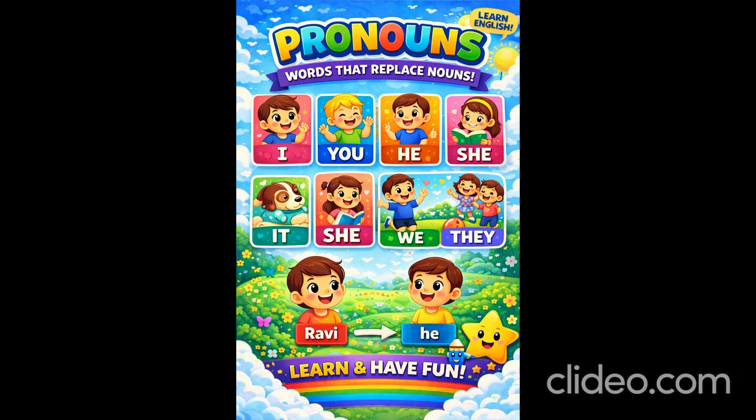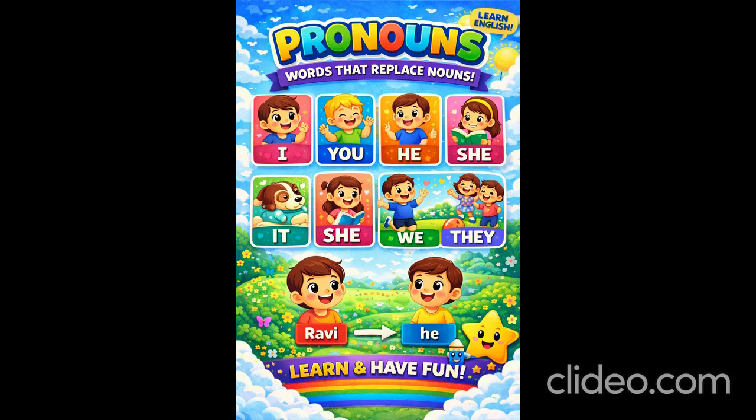Let's look at an example. Ravi is my friend. Ravi likes to play football. Ravi is very kind. We are repeating the word Ravi many times. Instead, we can say, Ravi is my friend. He likes to play football. He is very kind. The word he is a pronoun because it replaces the noun Ravi.